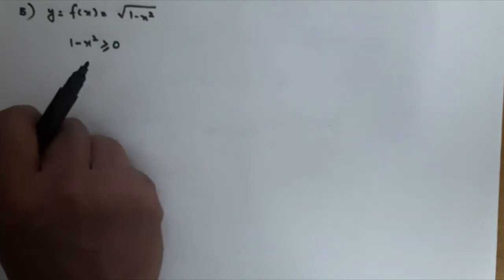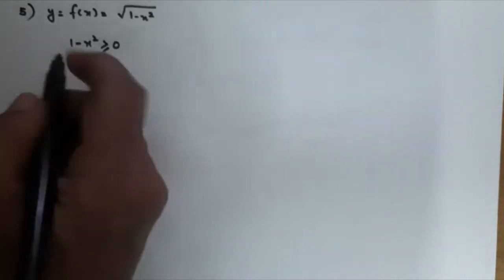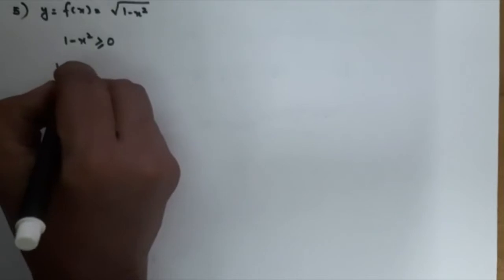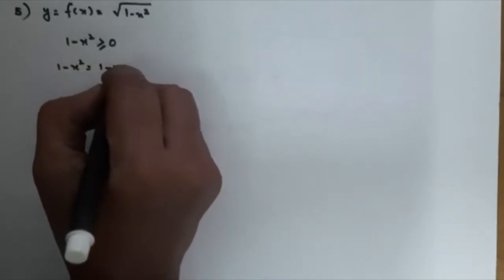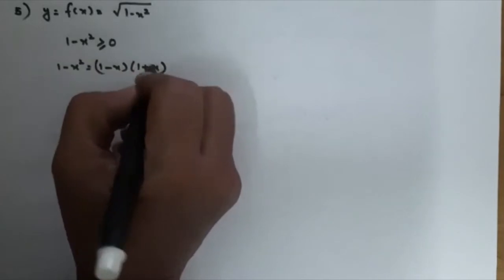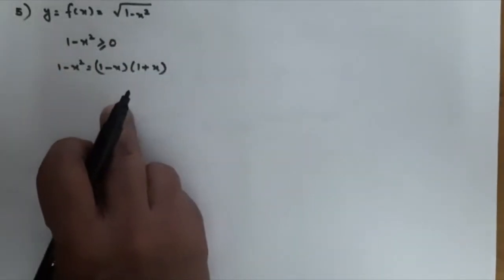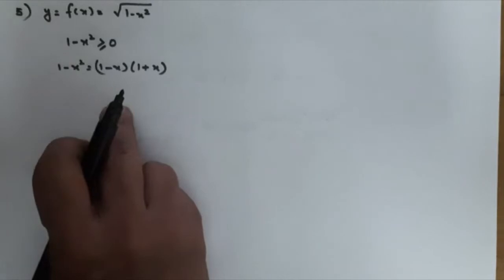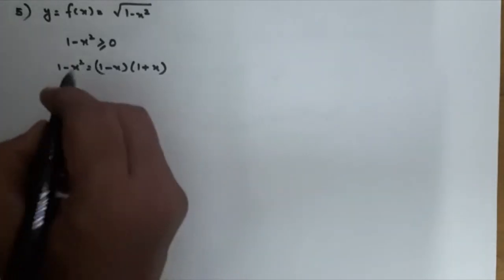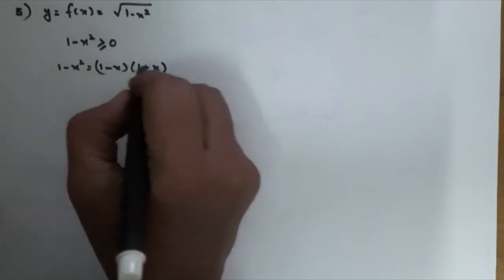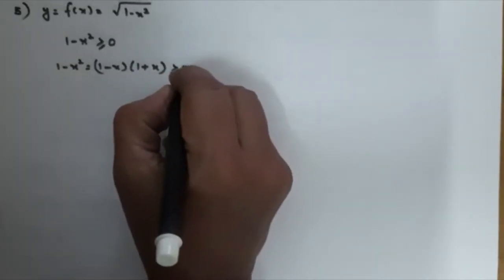That is, I repeat, we want to get the values of x for which we get a valid answer. When will you get the valid answer? The valid answer is good only when the expression 1 minus x square is greater than or equal to 0. And you know, this 1 minus x square, I can factorize as 1 minus x into 1 plus x. Therefore, I repeat, the domain of this function is the set of all values of x satisfying this inequality, 1 minus x square equal to 1 minus x into 1 plus x greater than or equal to 0.